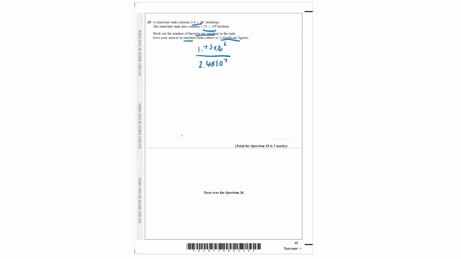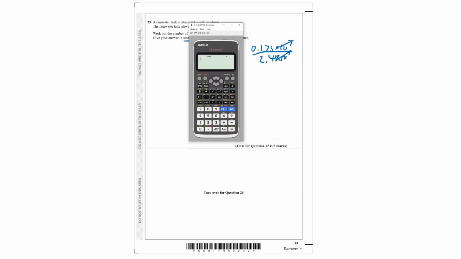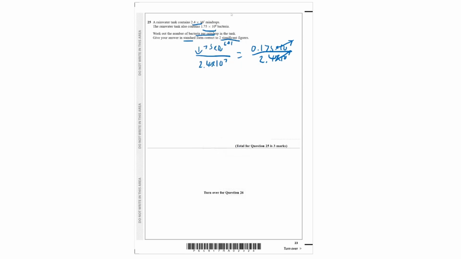We can actually simplify this by dividing this by 10 and then adding 1 here. This is to make them the same base, and they can actually cancel out. So you have 0.175 times 10 to the power 7 divided by 2.4 times 10 to the power 7, and 10 to the power 7 divided by 10 to the power 7 actually cancel out. So we simply have 0.175 divided by 2.4, which we can then put into our calculator. 0.175 divided by 2.4 gives us 0.07291.